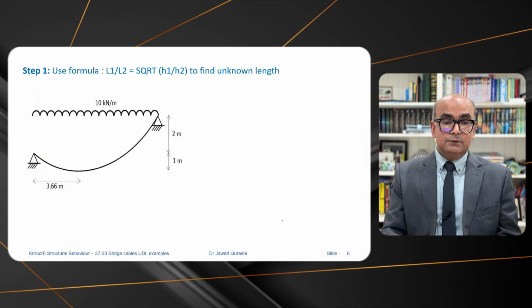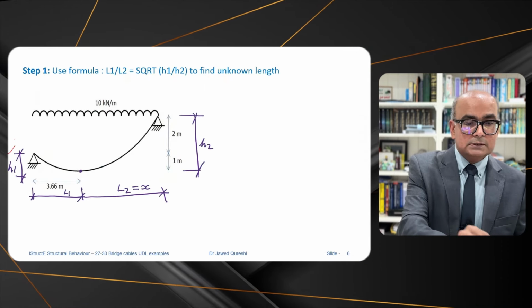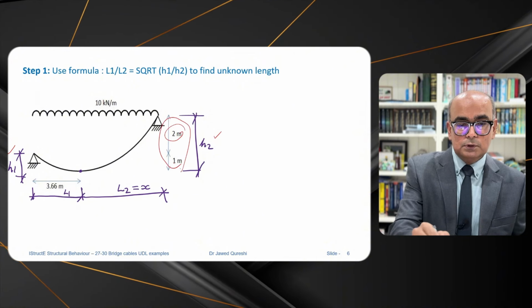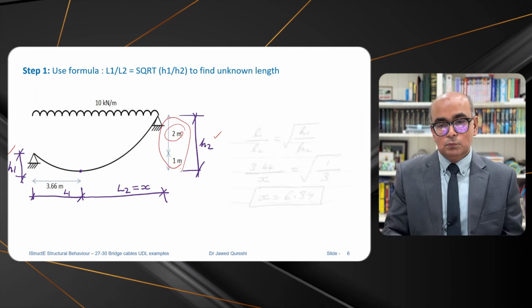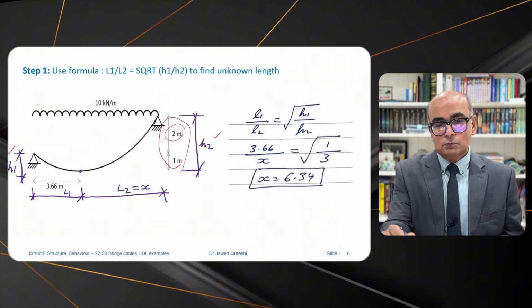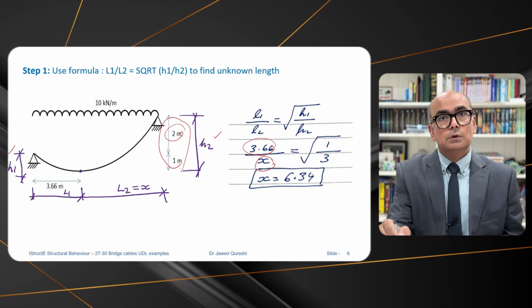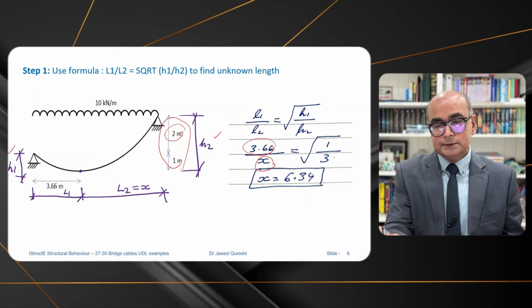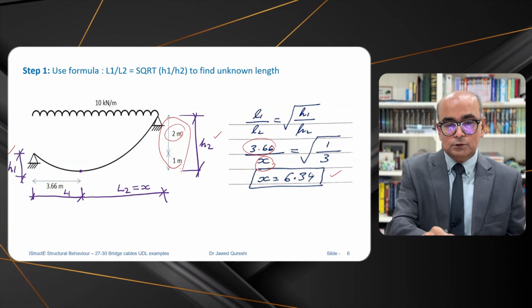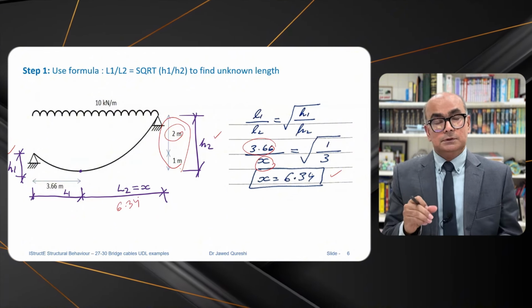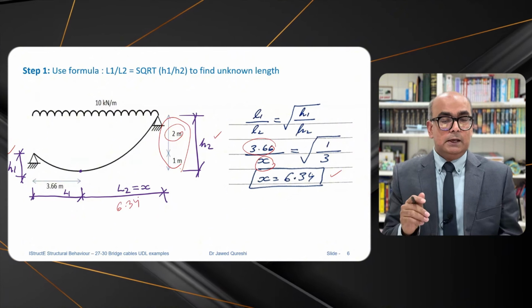So let us get started with the first question. I call these values H1 and H2. H2 is 3, a summation of 2 and 1, and H1 is equal to 1. So when I put these values over here, you have L1 equal to 3.66 and L2 is equal to 6, 1 over 3, and from here we get the value of X as 6.34. Once we have got this value, it will make our life easier. We will be able to find other values as well.